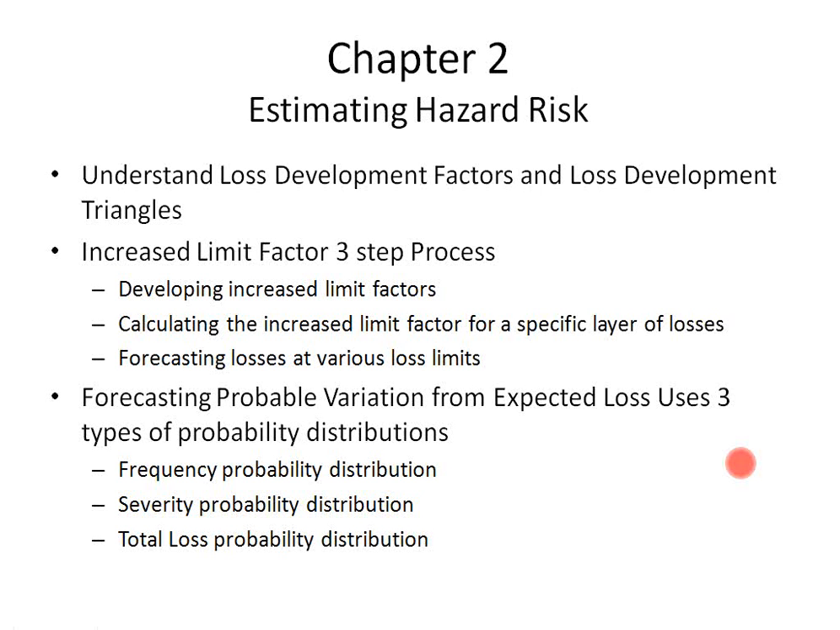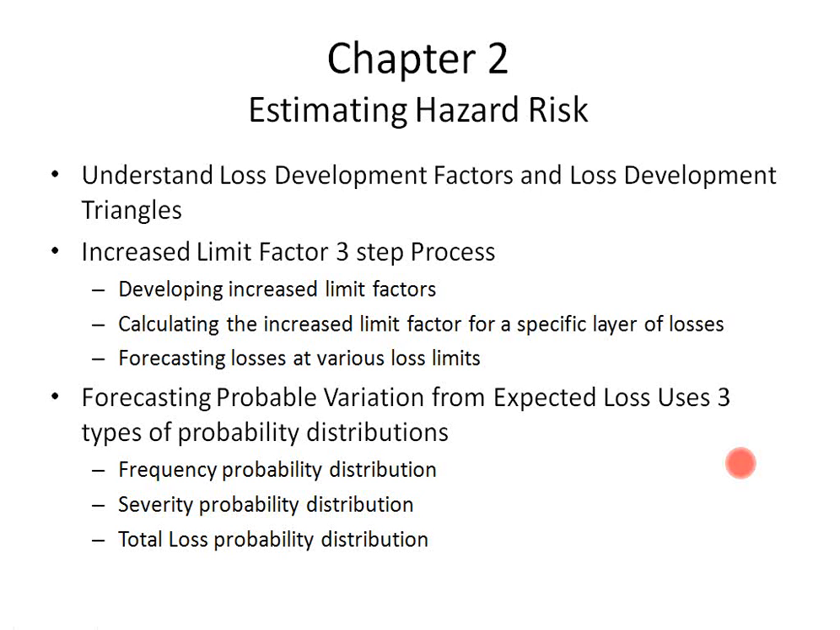this is probably the hardest chapter. I would probably review this chapter over any of them, just because there are a lot of techniques, and this is really foundational to understanding what the actuaries do for you, so it's important to understand this part. The next area is the increased limit factor three-step process. And then the next part is forecasting probable variation from expected losses using three types of probability distributions. Between these two, I can't spend too much time rehashing the entire chapter 2, but this is the one that I would study the most.